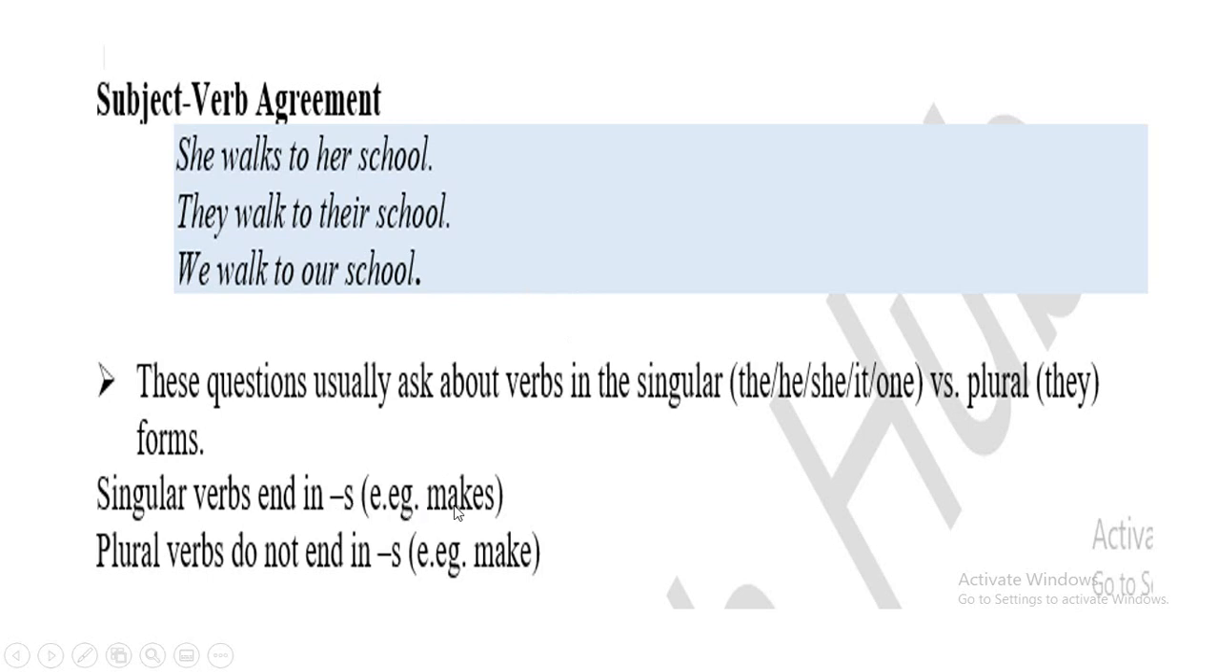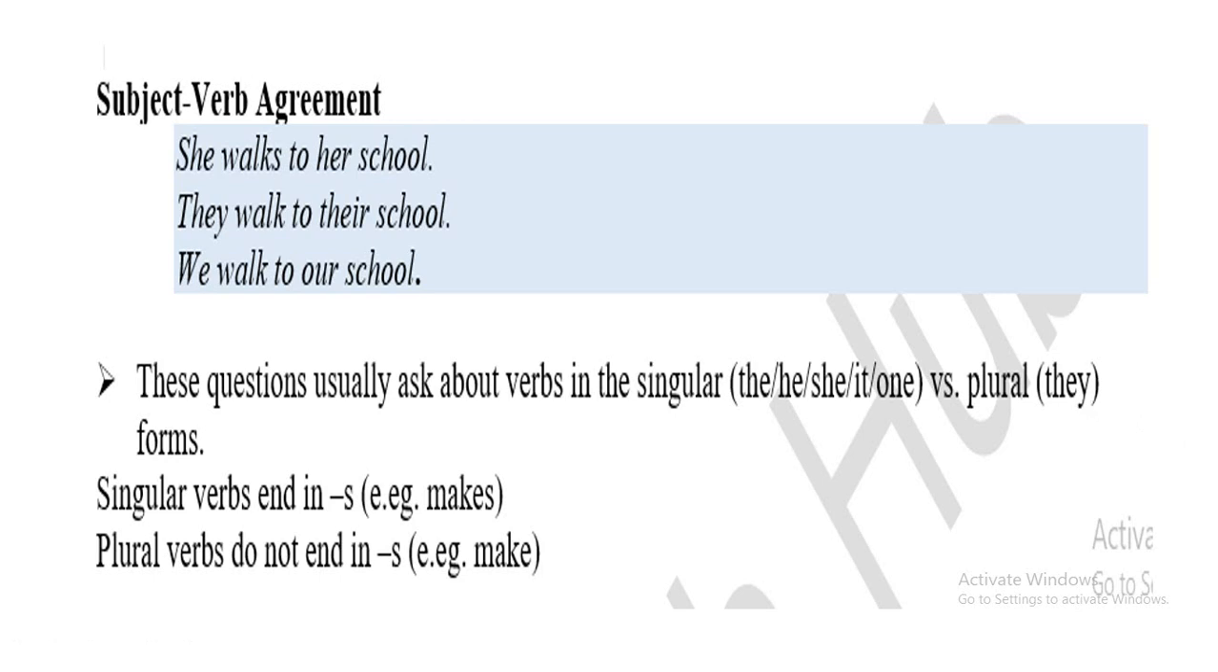Okay, singular verbs take s. Plural verbs do not take s. Like here we have makes and here we have make. Okay, so he, she, it, one are singular pronouns that take singular verbs. They is a plural pronoun and it takes a plural verb.